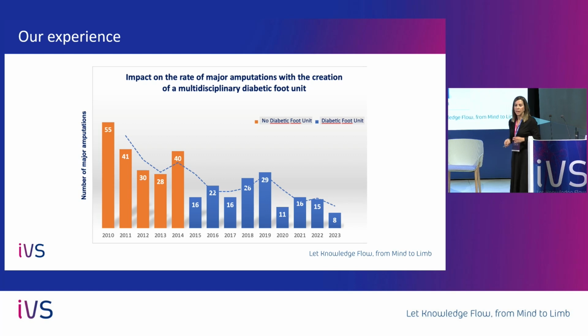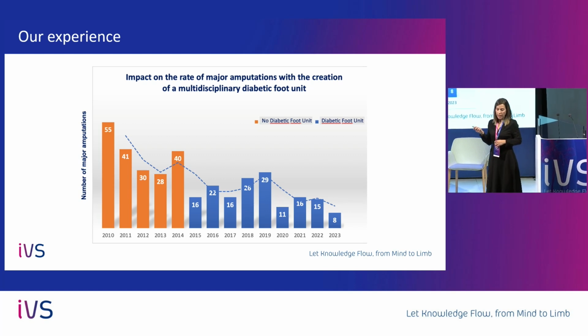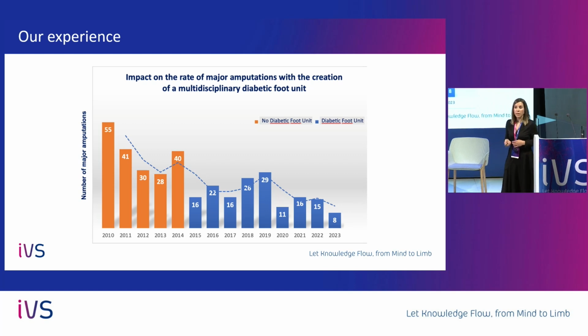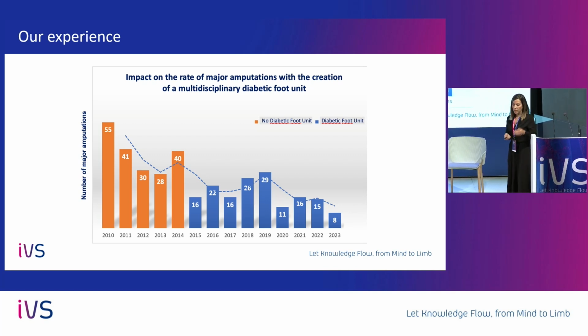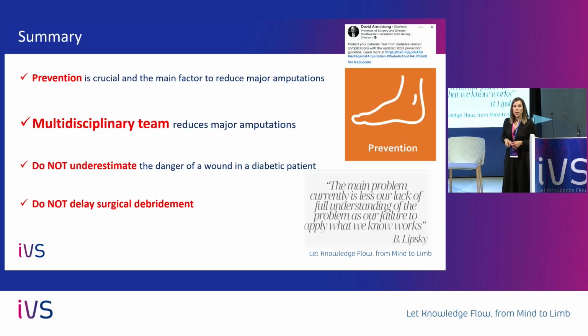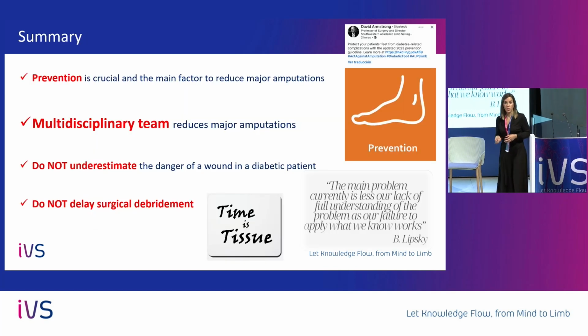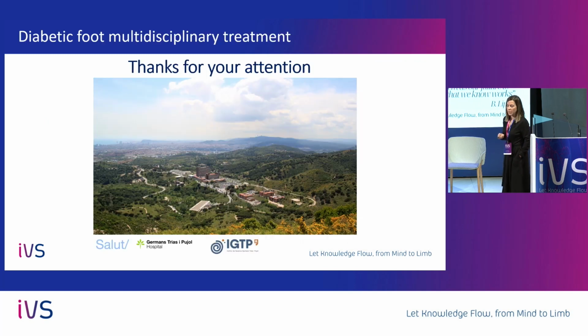We created the diabetic foot unit in 2015, and here are the numbers that we've achieved with all this effort to reduce as much as possible the major amputation rate. So to sum up, prevention is crucial, but when it's too late, the multidisciplinary team reduces major amputation, and we've clearly seen that. Do not underestimate any lesion, and do not delay any surgical debridement. Thank you.